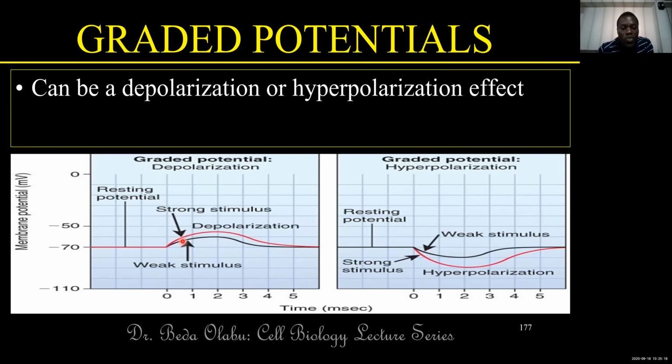It depends on where we're starting from. For example, neurons are at negative 70. If you have a stimulus that makes the cell membrane polarity go towards minus 50, it is trying to depolarize because it's trying to make it go towards zero. That's depolarization. But if the resting membrane potential was at negative 70, and a stimulus makes it even more negative, we use the term hyperpolarization, meaning it's making it more polarized. So graded potentials can either be a depolarization effect or a hyperpolarization effect.